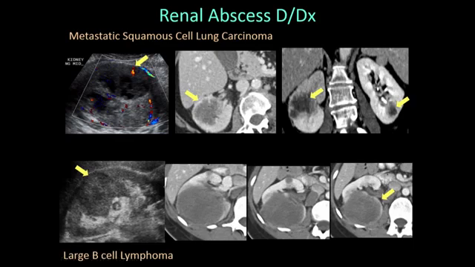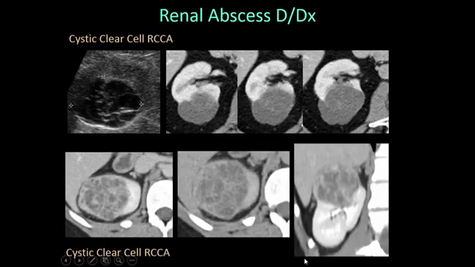Other things can be very necrotic and can mimic a renal abscess, particularly squamous cell metastasis, and lung cancer is not uncommon to go to the kidney. It is not uncommon to see renal metastasis from a stage 4 lung carcinoma, and they can be quite necrotic in their appearance.